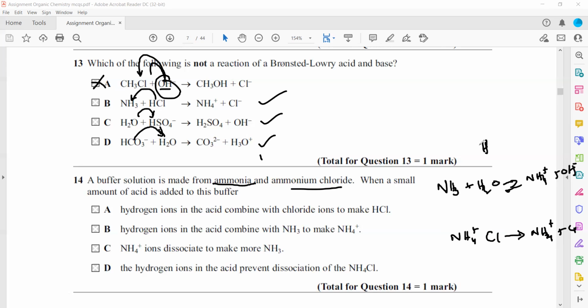Now a small amount of acid is added, or H plus ion is added. So what will be the result of adding H plus ion? Because ammonia is taking protons from the water, when this H plus ion is added, ammonia will take it and also form ammonium ion. So it resists the change in pH, because addition of protons or change in the concentration of protons leads to change in pH. But if we add acid, the ammonia reacts with the hydrogen ion, forming ammonium, so it resists the change in pH.